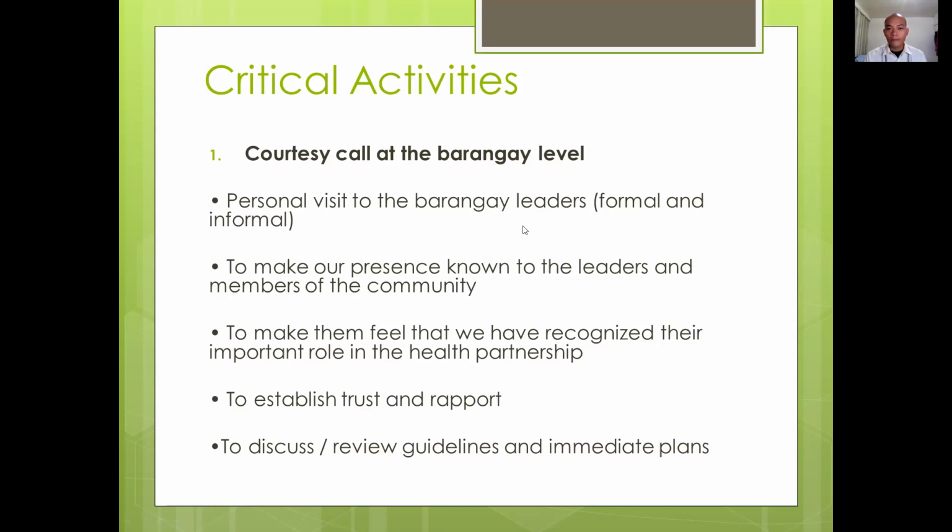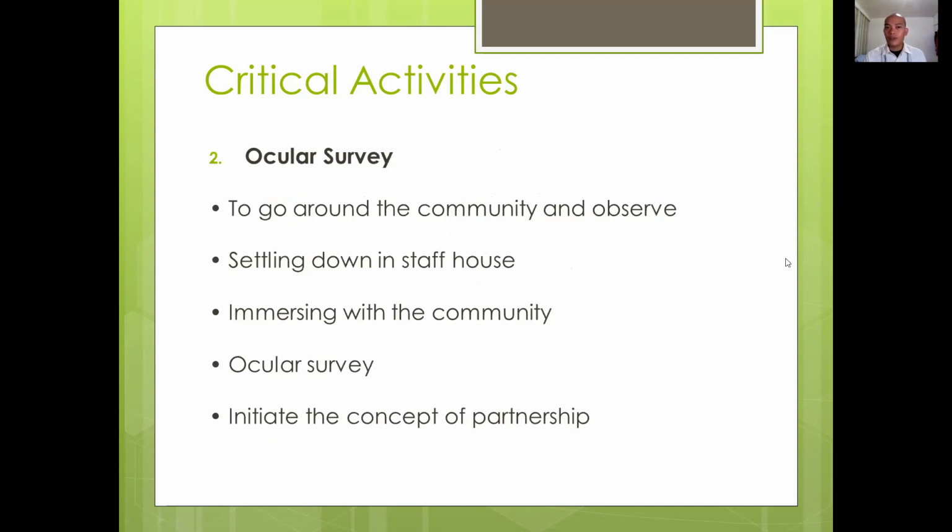So those are examples why you have to coordinate. Okay? So that is your courtesy call at the barangay level. Okay? So another critical activity of your pre-entry phase, the second phase, okay, is your ocular survey. Okay, so when you talk about ocular survey, okay, so ocular, kailangan mong i-inspect by eye. You go around the community to observe.